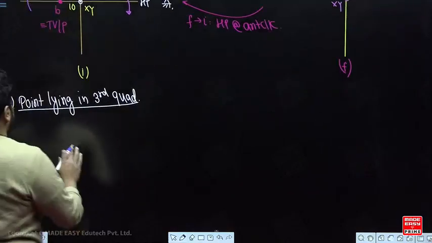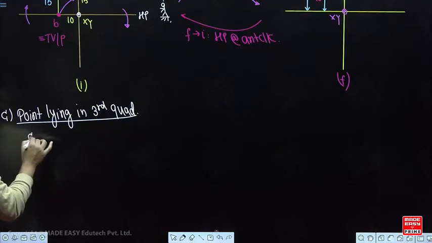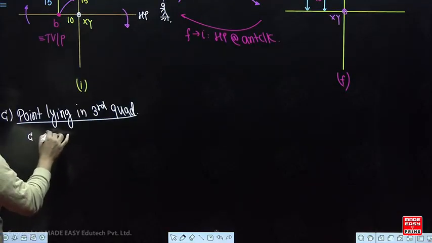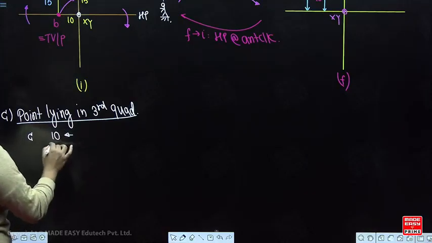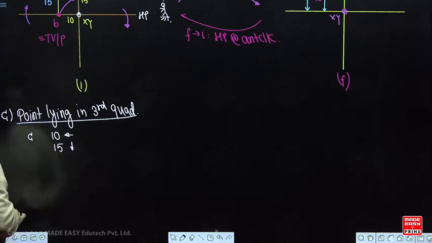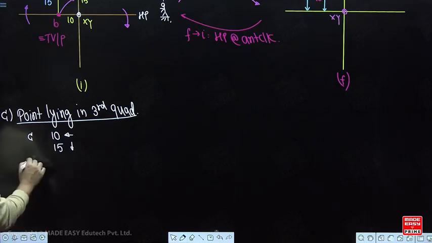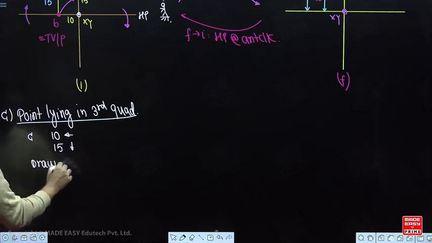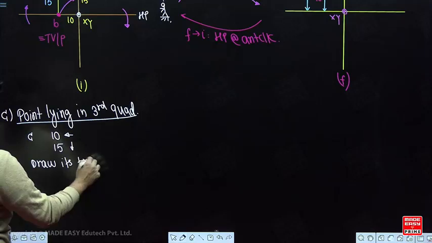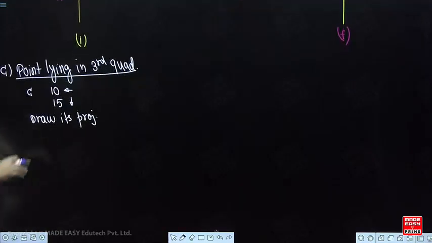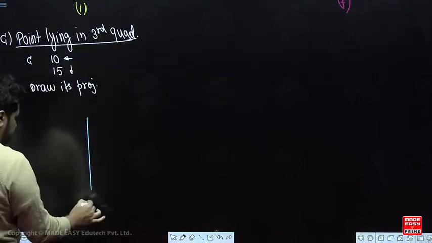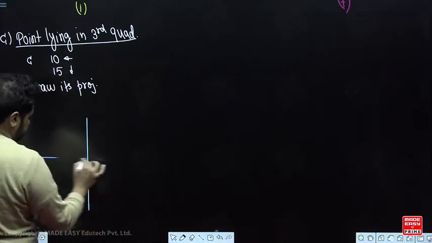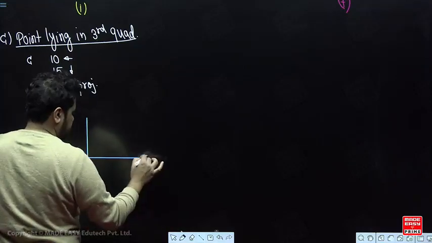Okay, now coming to the point lying in the third quadrant, let us say C is a point, third quadrant, right? So third quadrant means here, 10 mm behind VP and 15 mm below HP. So draw its projection. We will complete this, then we will end today's session, right? So point lying in third quadrant, so let us see.